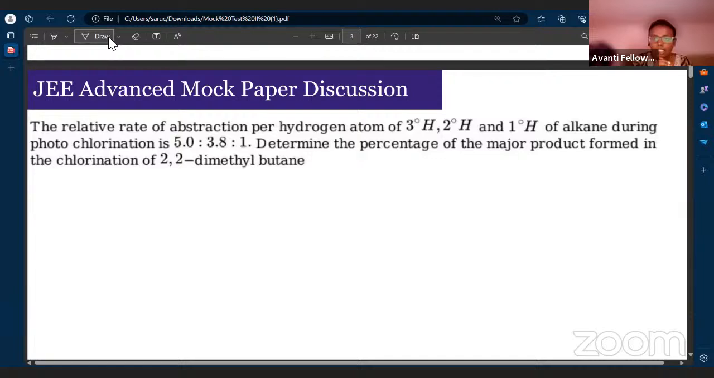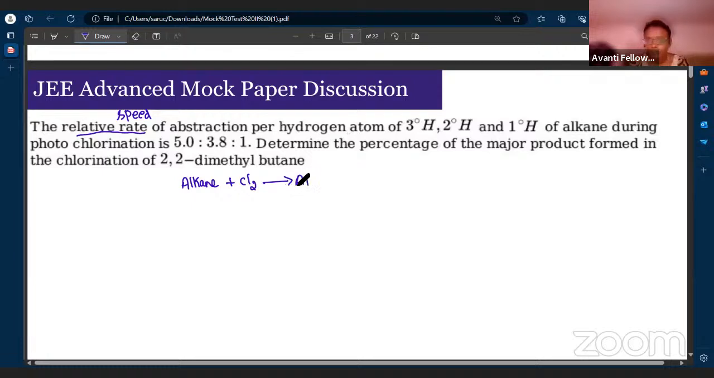Okay. So now to understand the question first, what they have given is the relative rate. So what is meant by the relative rate? The relative speed of abstraction per hydrogen atom. That is, when you do the chlorination reaction, you have an alkane, like 2,2-dimethylbutane. When it undergoes chlorination, what will be the product you'll be getting? Alkane plus halogen will give you.